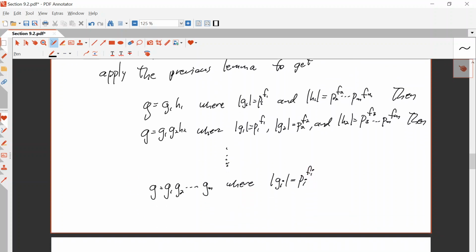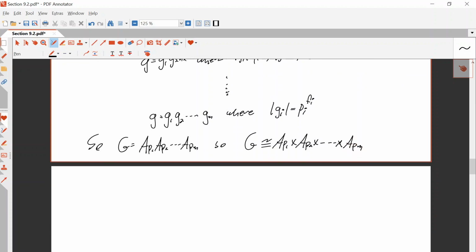Okay. So that's what we wanted, right? That G is a P1, a P2, a Pm. So G is isomorphic to a P1, a P2, a Pm. All right.